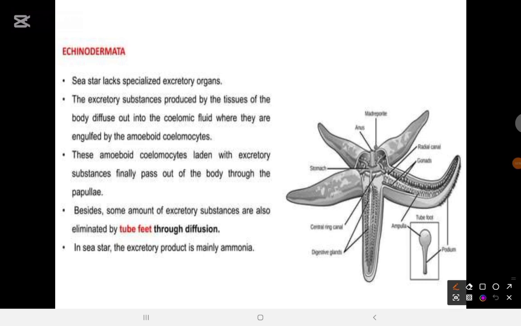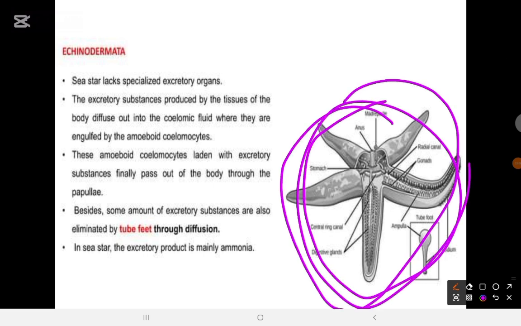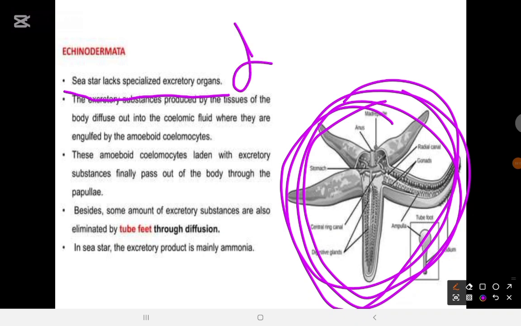Sea urchins, sea cucumbers, right? Okay, basically, the starfish is a typical example of the echinoderm, the most common example. So, sisters, they lack specialized excretory organs. The way they get rid of their excretory waste products is by diffusion. Is that okay? It's by diffusion.